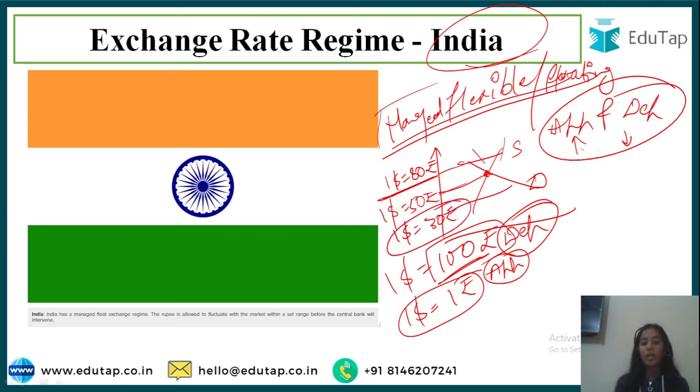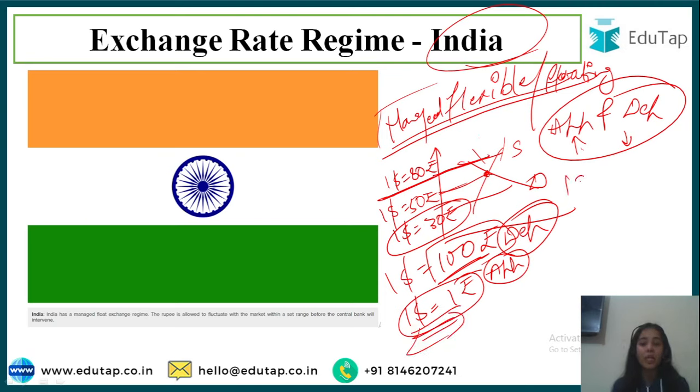So after this we will not let it depreciate, or after this. So the range has been set that up to what the appreciation or depreciation can happen, because after that it will become very troublesome for the country to handle. Because in appreciation, what is happening?